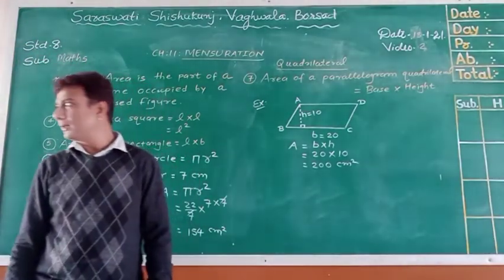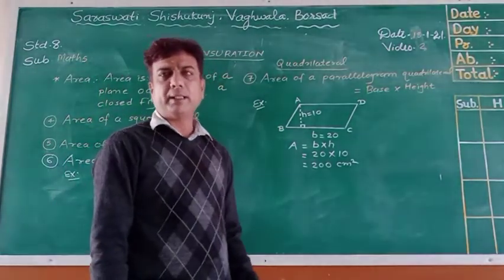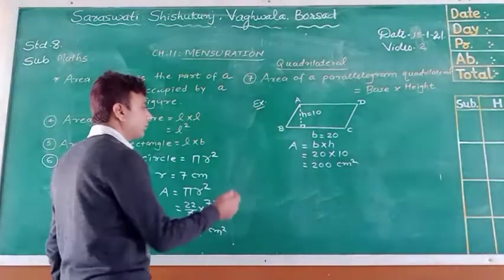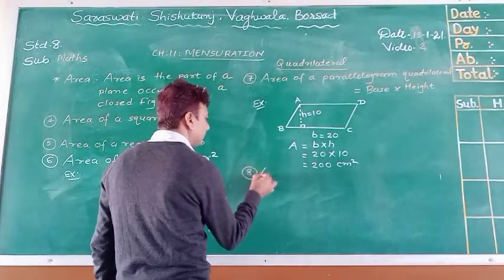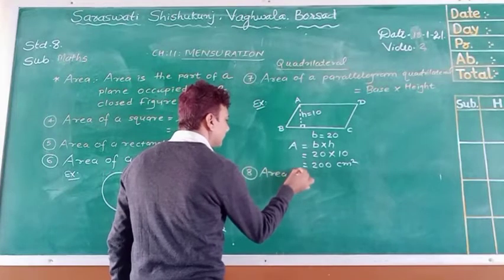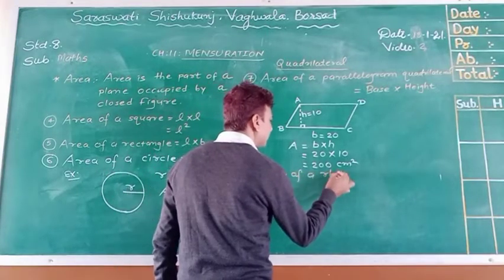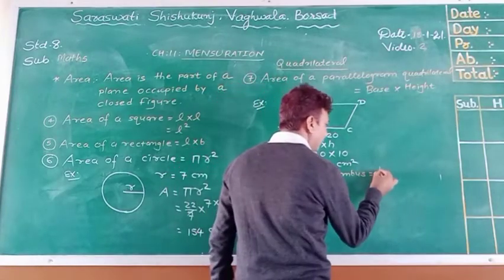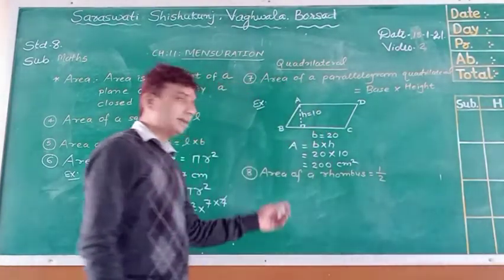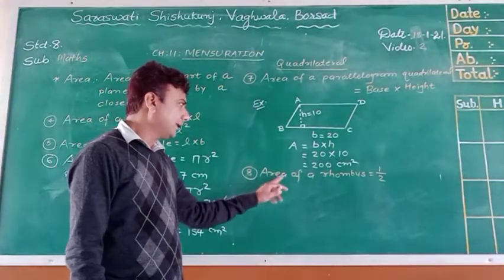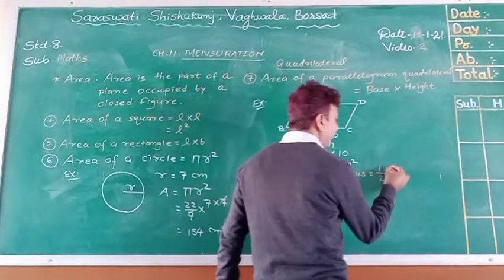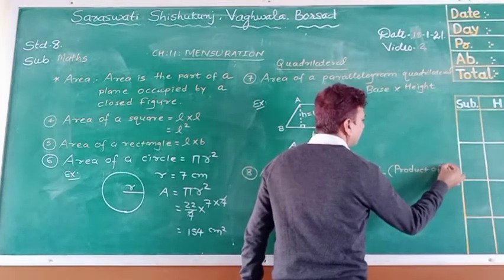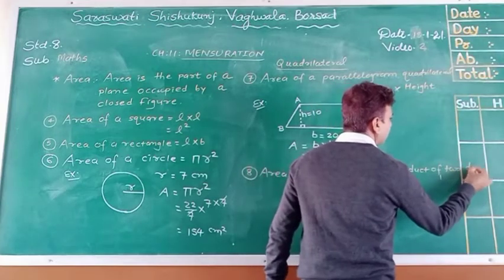Now the area of a rhombus. When we want to find the area of a rhombus, it is simple. So let's go to formula number 8, area of rhombus. Area of rhombus equal to 1/2, see this formula properly, area of rhombus equal to 1/2 product of two diagonals.